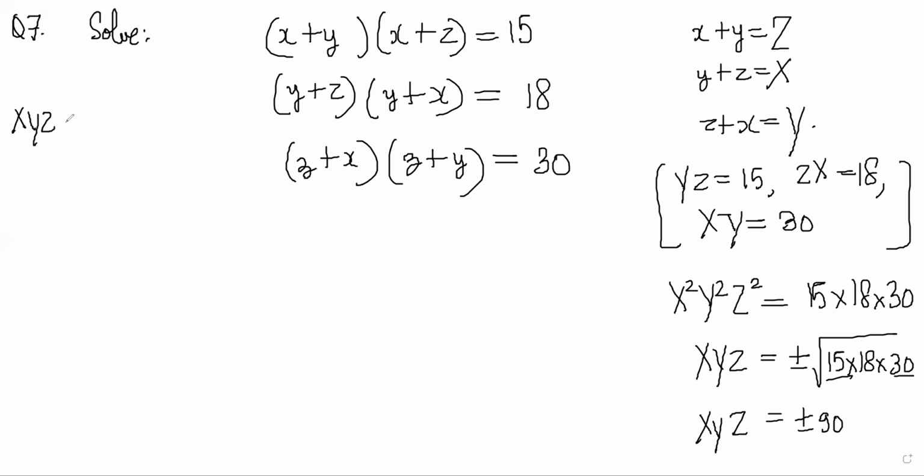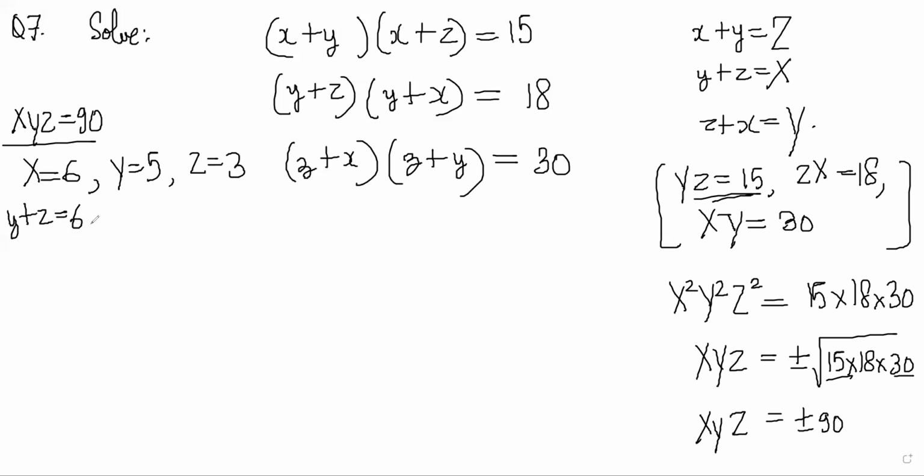One case is XYZ is equal to 90. In that case, we will divide XYZ by YZ. So you'll get X is equal to 6, Y is equal to 5, and Z is equal to 3, which will give us the equations Y plus Z is equal to 6, Z plus X is equal to 5, and X plus Y is equal to 3.